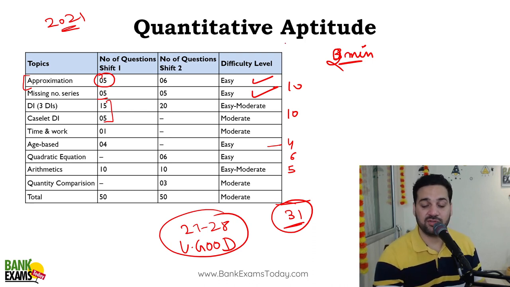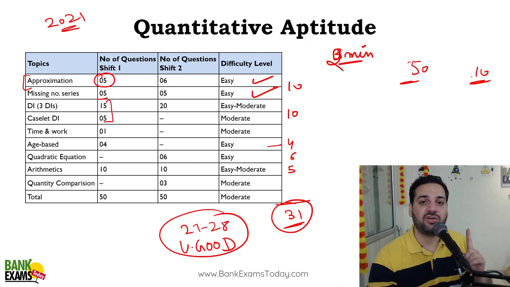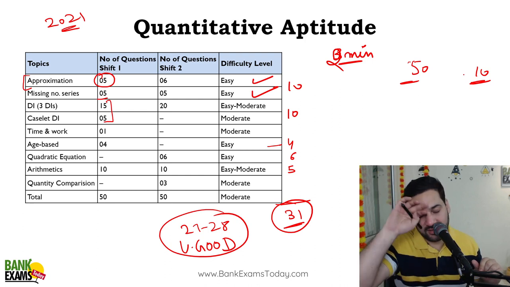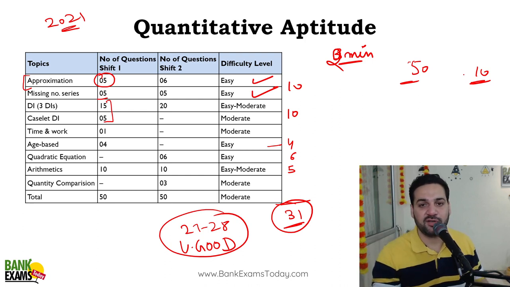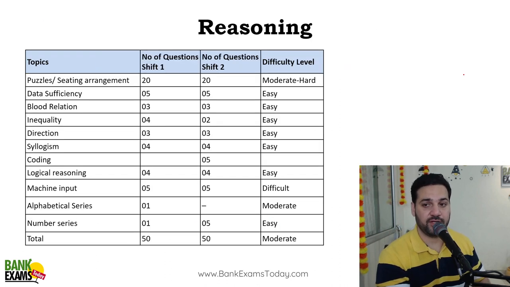I have seen many students; there are 50 questions in the exam, and there are students who won't even see the last 10 questions. And trust me, the last 5-10 questions are the easiest questions in the whole section. This is my personal experience, right? So that's what I wanted to tell you. So 27, 28, you can easily score here.